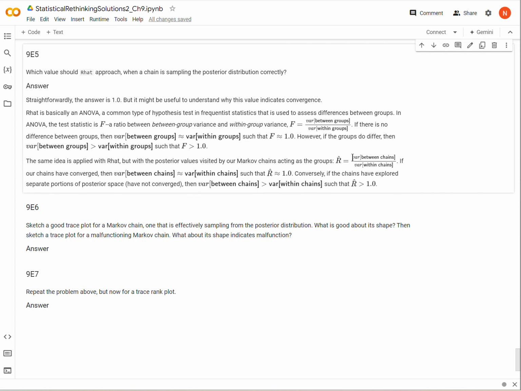Conversely, if they have visited separate pieces of posterior space, then the variance between the chains is going to be larger than the estimate within chains. This would imply that there is a difference between the chains; in other words, they have visited different parts of the posterior distribution. So when R hat equals 1, this means that convergence has probably taken place, for exactly the reason I've stated. If R hat is larger than that, it implies that the chains are looking at different parts of posterior space and therefore have not converged. I hope that was clear enough.